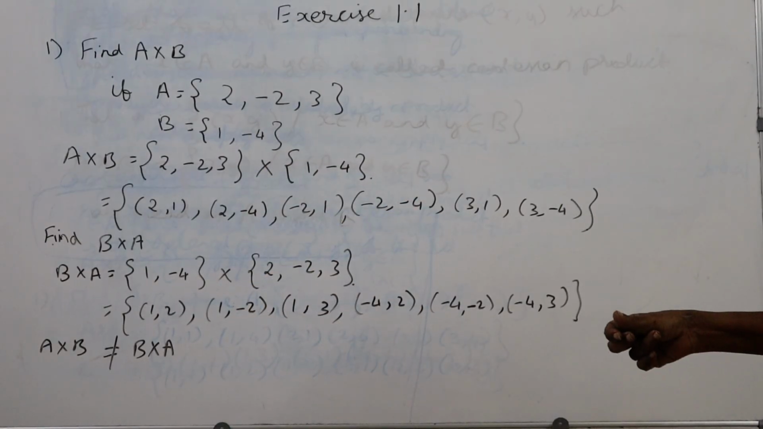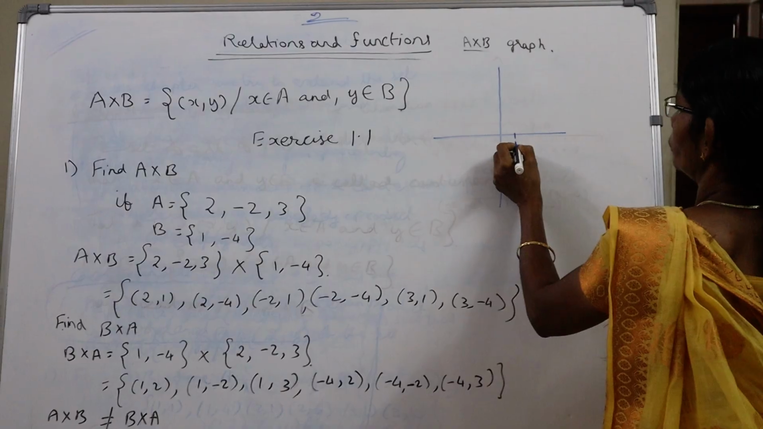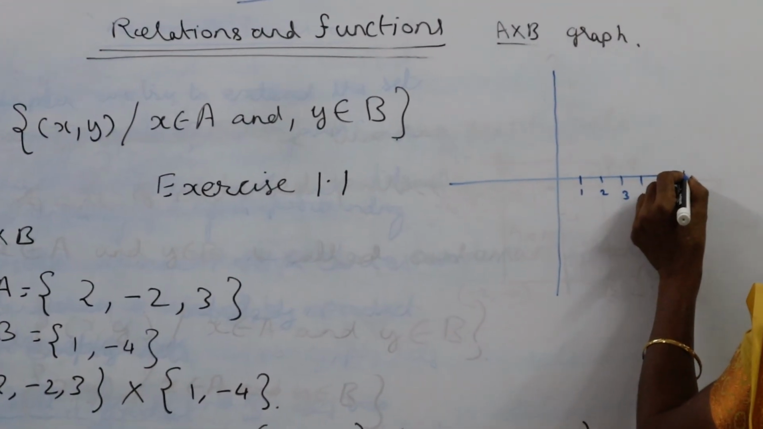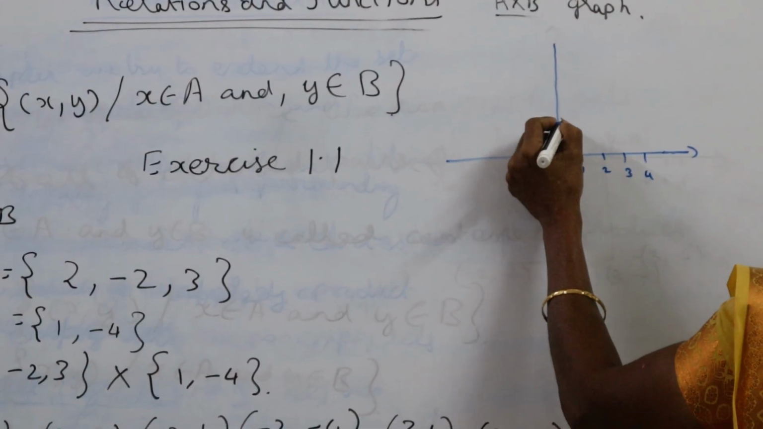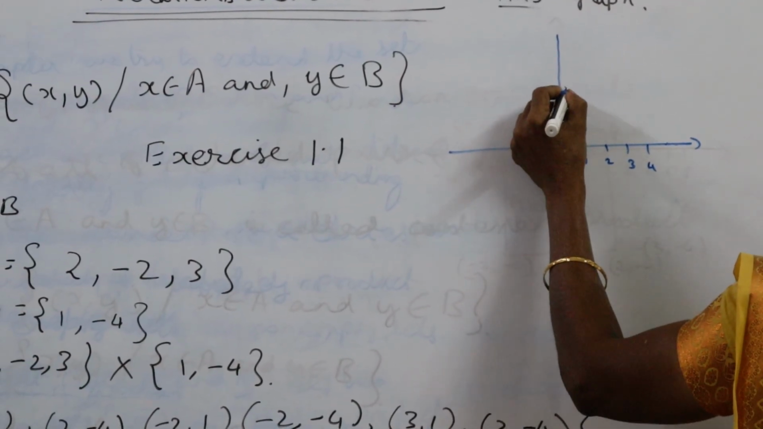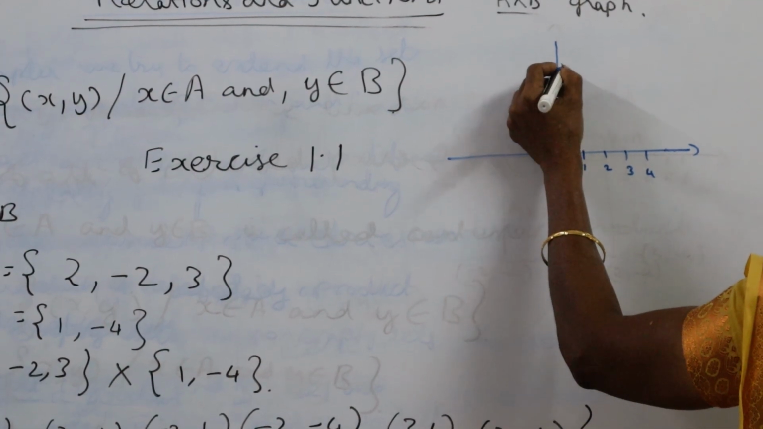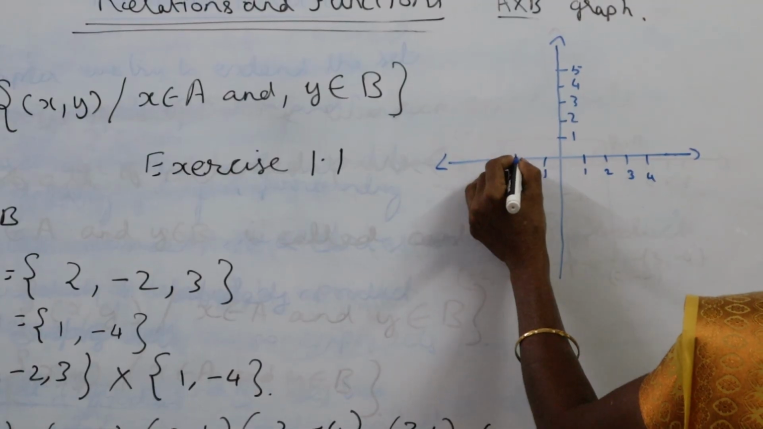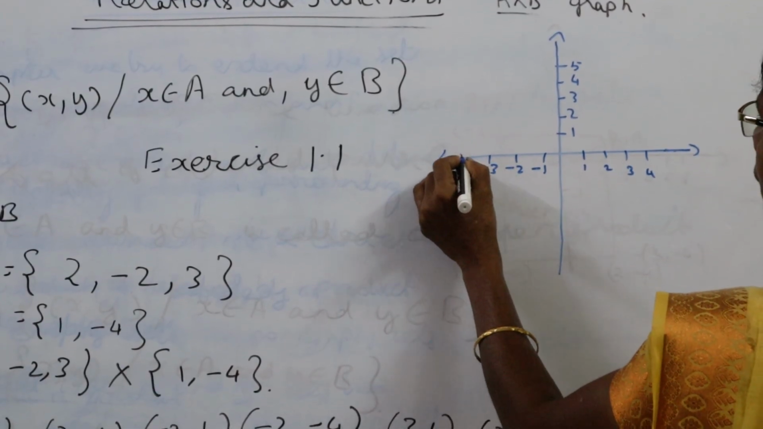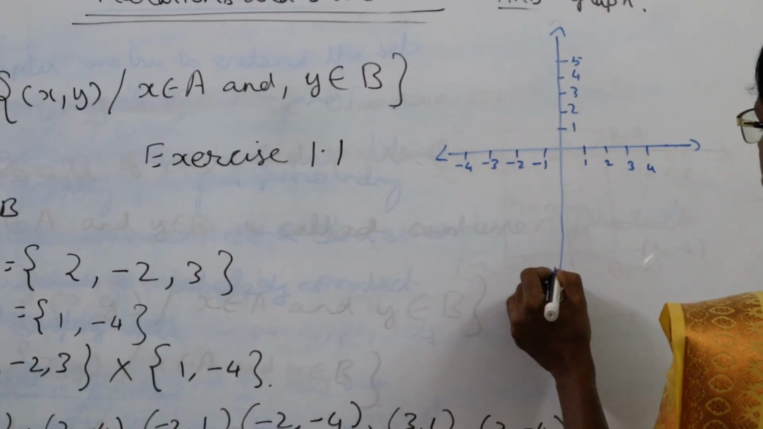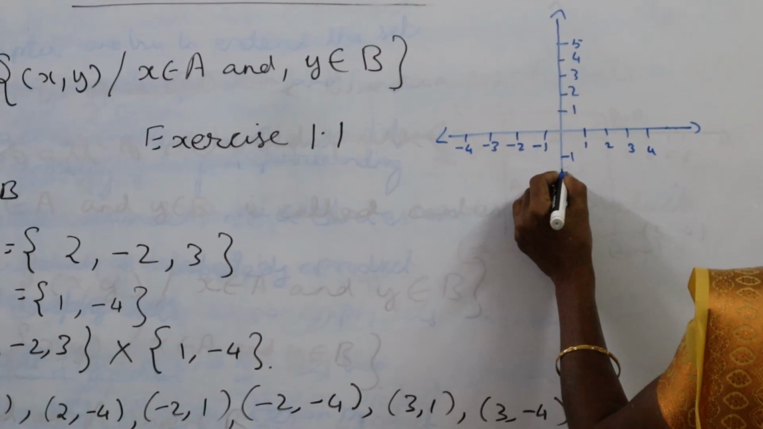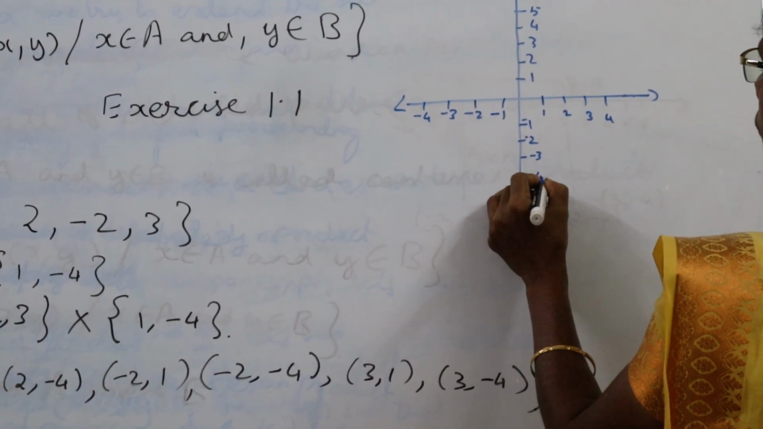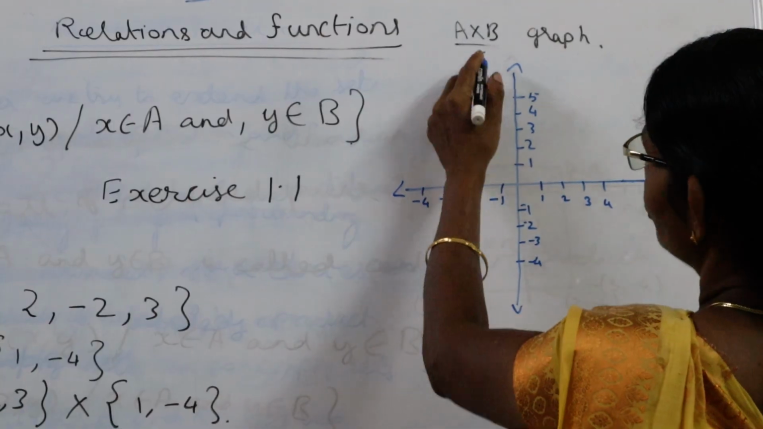How am I saying this? If you take a graph and plot it, with axes 1, 2, 3, 4, 5 on the positive side and -1, -2, -3, -4 on the negative side. Now the A cross B graph.